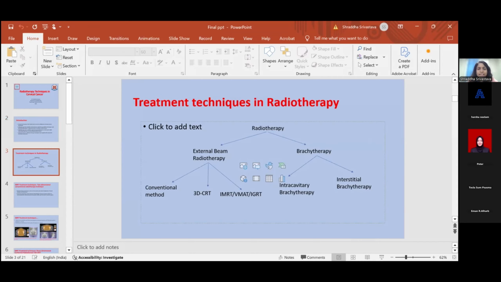Now, radiotherapy, as explained earlier, is divided into two categories, external beam radiotherapy and brachytherapy. In external beam radiotherapy, we have conventional techniques, 3D CRT, and advanced techniques like IMRT, VMAT, and IGRT. In brachytherapy, we have two types of techniques for the treatment of cervical cancer. It's intracavitary brachytherapy and interstitial brachytherapy.